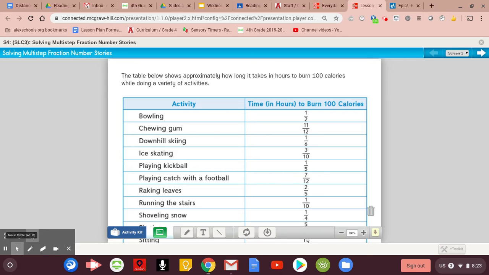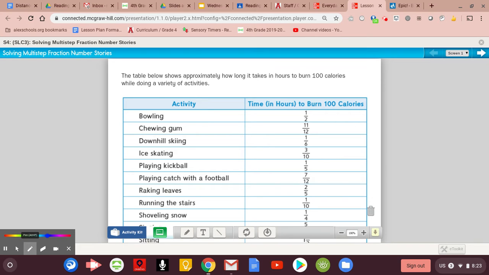So today for math, we are looking back at multi-step number stories. But this time we are including fractions. So they are going to get a little more tricky. But like I said, I'm going to give you a few examples here and then help you do your journal page. So watch these videos for help.